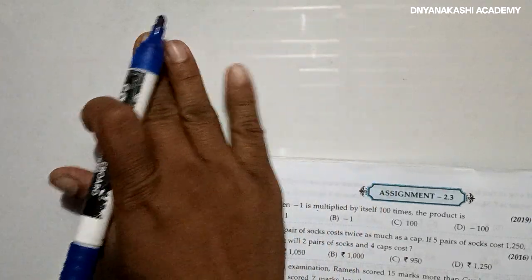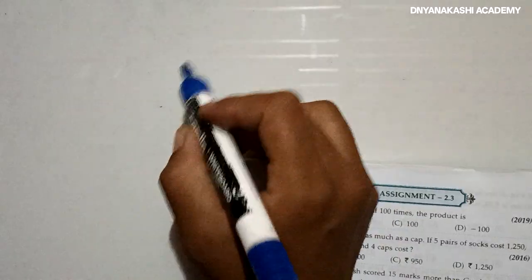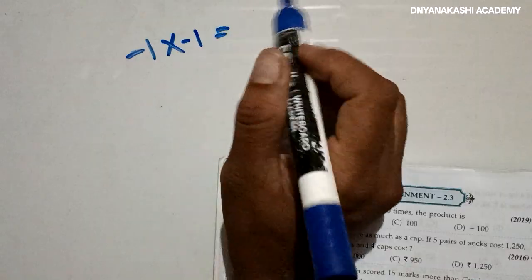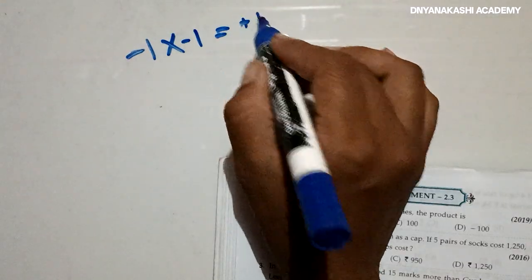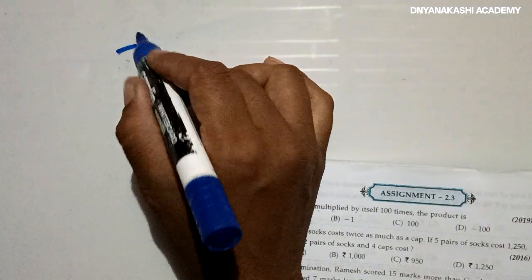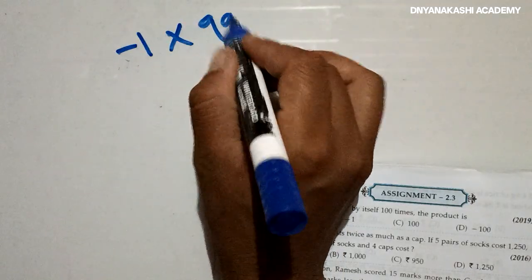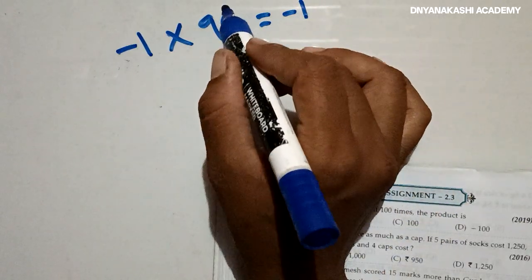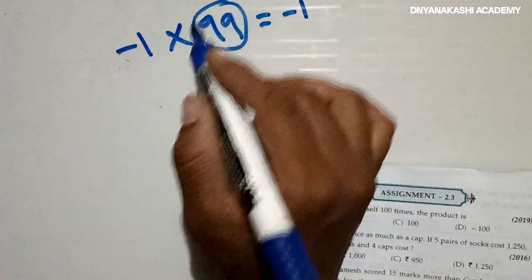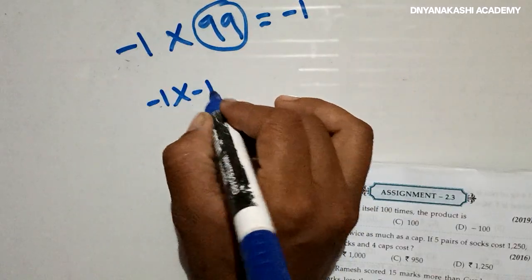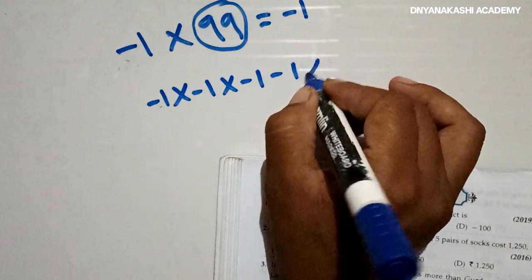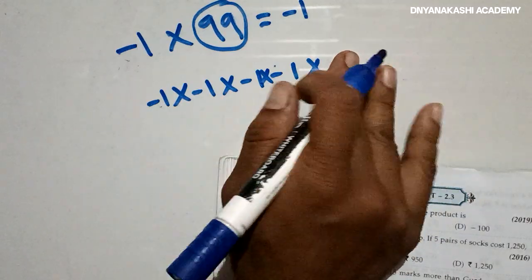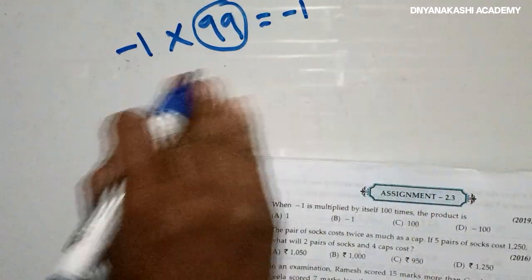Suppose minus 1 is multiplied by itself one time, we get a positive 1. Suppose minus 1 is multiplied 99 times, the answer will be minus 1, because 99 is an odd number. That's minus 1 into minus 1 into minus 1 into minus 1, and so on. Here you do the multiplication 100 times, and 100 is an even number.